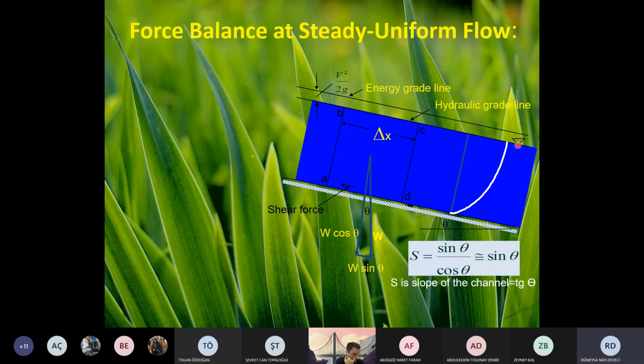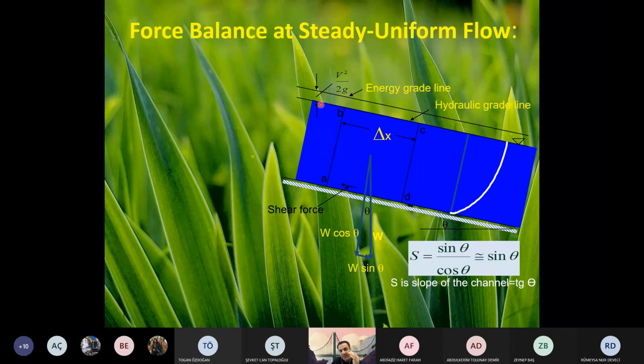Why? Because we have uniform flow. So we shouldn't change the cross-section area. Yes, that's right. Thank you. Because if you think about only depth, depth is one characteristic of the cross-sectional area. At point A, this is my depth. At another point, for example here, D, my depth is here.